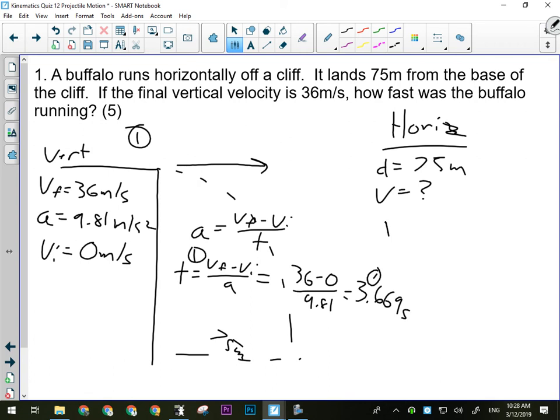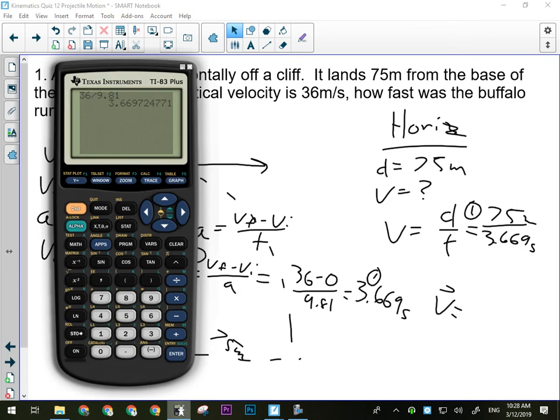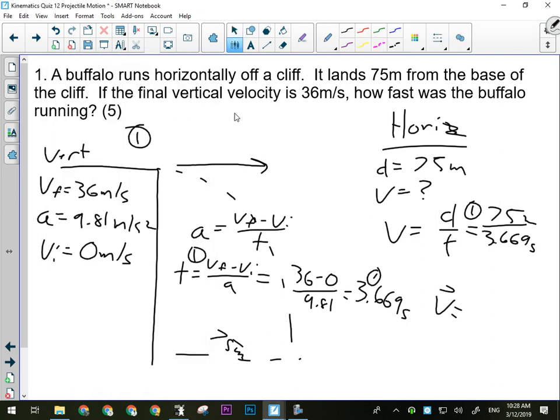In order to get V, I've got to use V equals D over T, but I don't need to manipulate it because it's already set up to find what I need. So that'll be 75 meters divided by the 3.669 seconds. Give them a mark for that step. The 5th and final mark will be for having the correct number for our velocity here. So that'll be 75 divided by our time, which is 20. And we only have 2 significant figures here, 20 meters per second. 5th and final mark. Questions on that one?